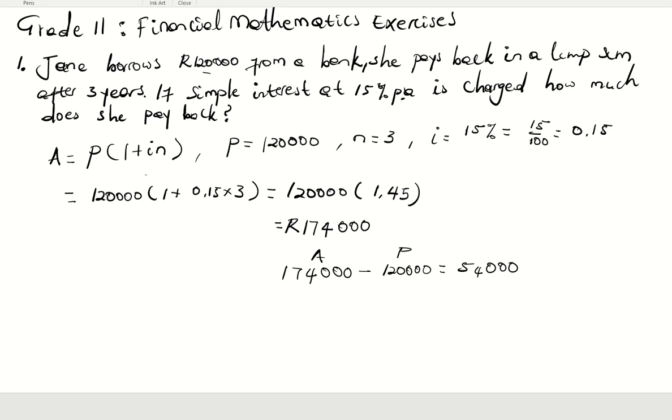So that is how you solve a simple interest problem. We just had to identify what our principal amount was, P, which was 120,000, and work out the interest, that is 0.15, and it's charged annually, and it's a period of 3 years, okay? And the answer was 174,000 Rand, and we realized that the interest on that amount is 54,000 Rand. Okay, let's move on to the next example.